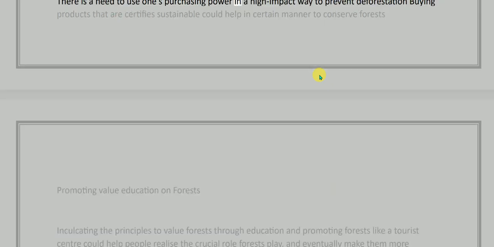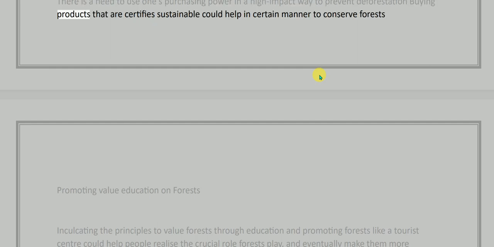Buy forest-friendly or certified products. There is a need to use one's purchasing power in a high-impact way to prevent deforestation. Buying products that are certified sustainable could help in certain manner to conserve forests.